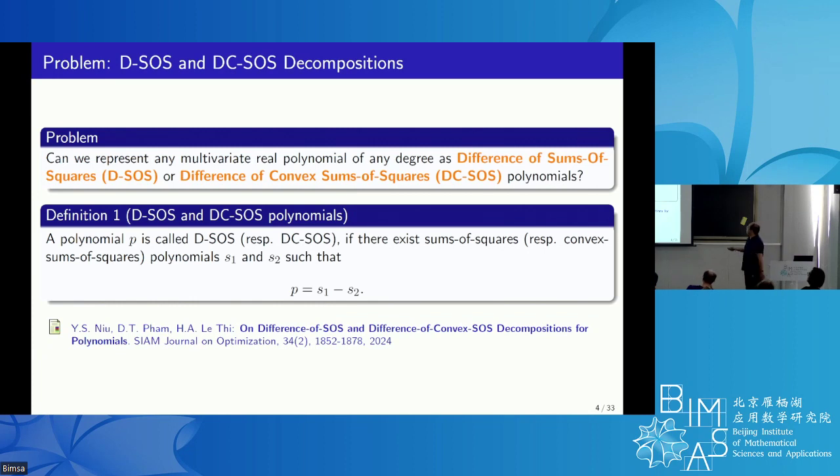Formally, we can define DSOS and DCSOS just as in their names. A polynomial f is such a decomposition if there exist sums of squares, or convex sums of squares, S1 and S2 such that f can be written as S1 minus S2. The extensive study of this problem is given in this paper.